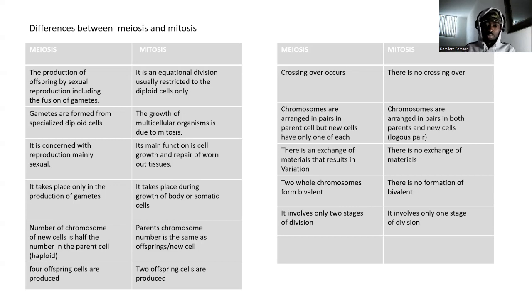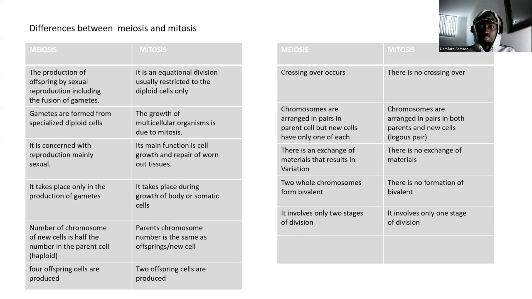In meiosis, the number of chromosomes of the new cell is half the number in the parent cell. Yeah, so half of it, that's meiosis. For mitosis, it will be the same number of chromosomes that you see in the offspring as in the parent. In meiosis, four haploid cells are produced, and under mitosis, just two offspring cells are produced. Crossing over occurs in meiosis. Yes, there's crossing over in meiosis. There's nothing like crossing over in mitosis.